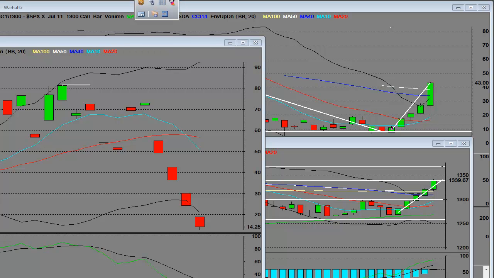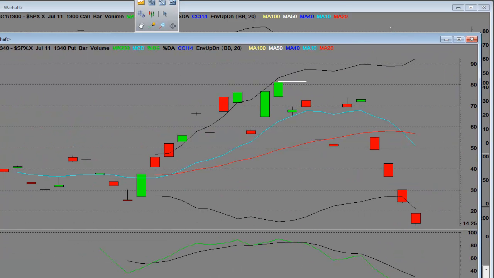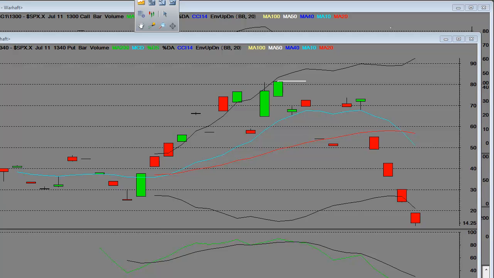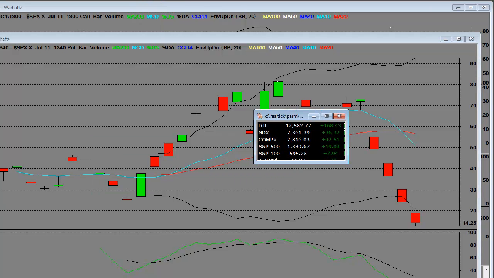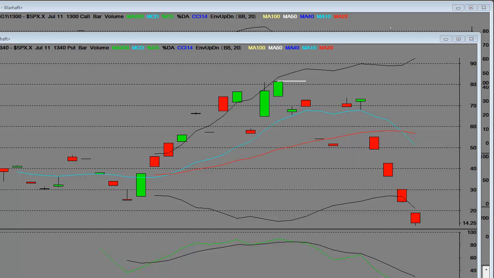Now, because this has come down, it's the strike price here, let us not forget, is 1340. Where did the S&P 500 close? It closed right here at 1339, right at the strike.